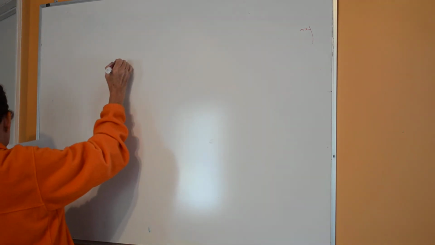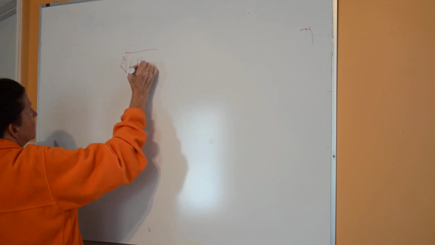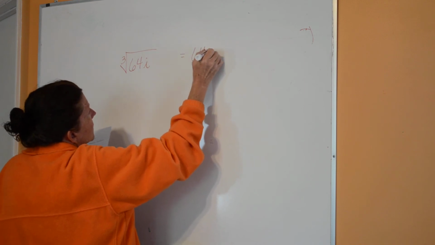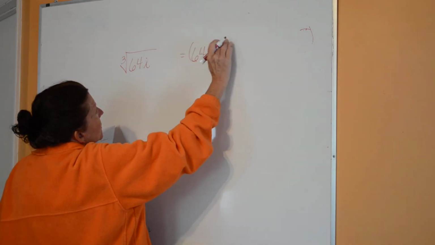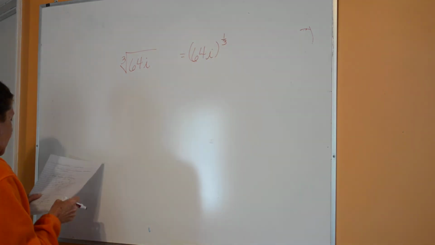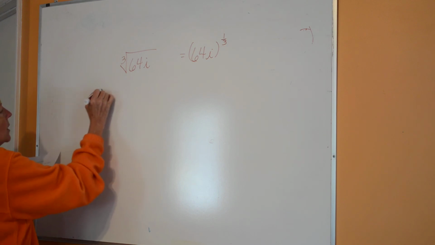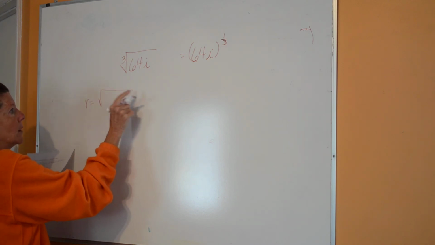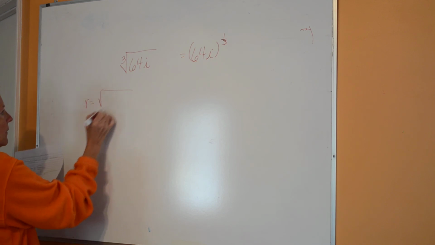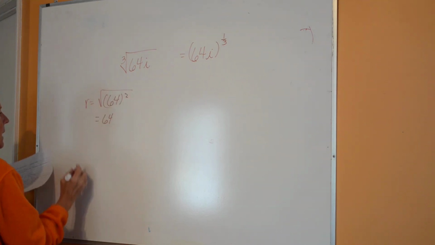Let's say I have the cube root of 64i. Okay, that is the same thing as saying 64i to the positive 1/3 power. That's how you would do a root. So again, the first thing I've got to do is change it into polar complex form. So I have the square root of 0 squared plus 64 squared, which is going to give me a value of 64. So that's going to be my r.